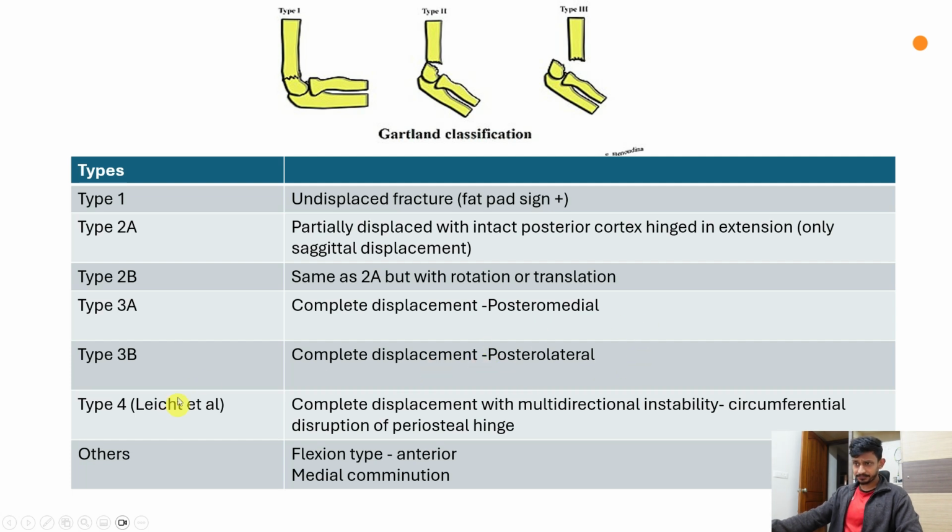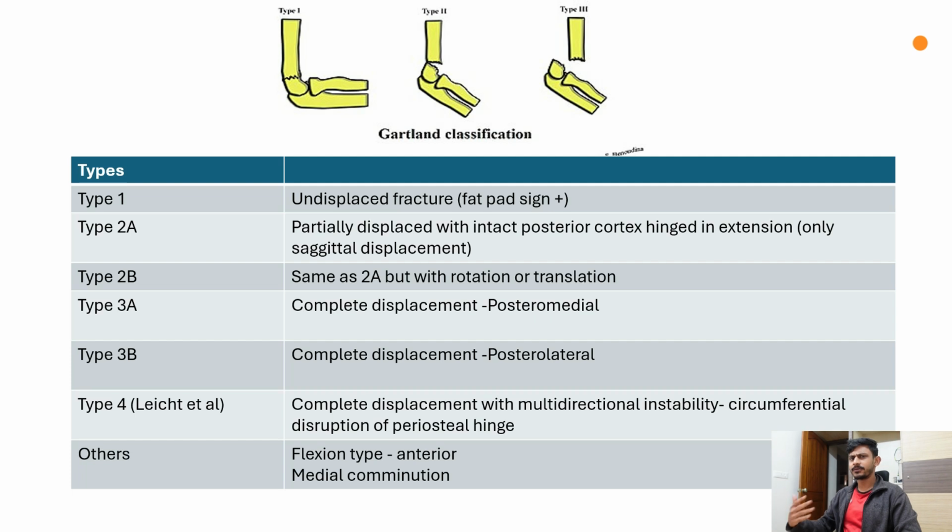And the other type is the flexion type, which does fall under 3 in some sources, but here I put it in others, where the distal fragment displaces anterior relative to the proximal fragment. And type 4 is a recent addition which was added by Leitch et al., where there's complete displacement with multi-directional instability, with circumferential disruption of the periosteal hinge.